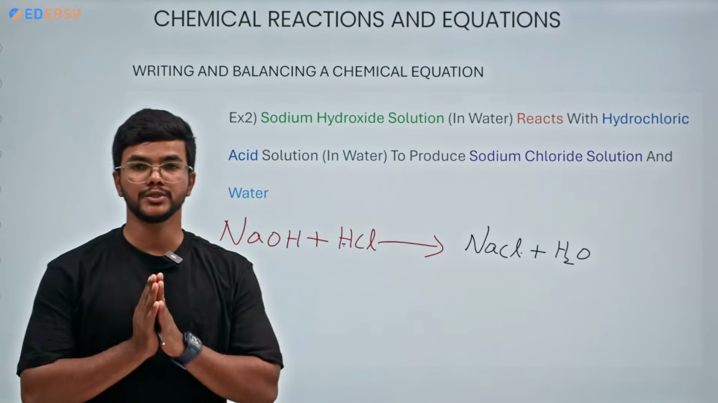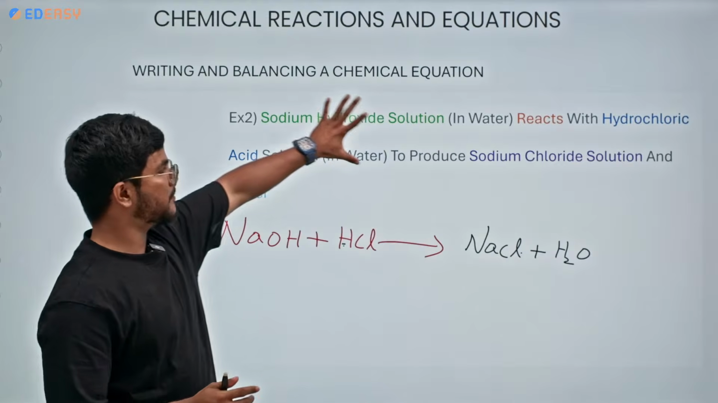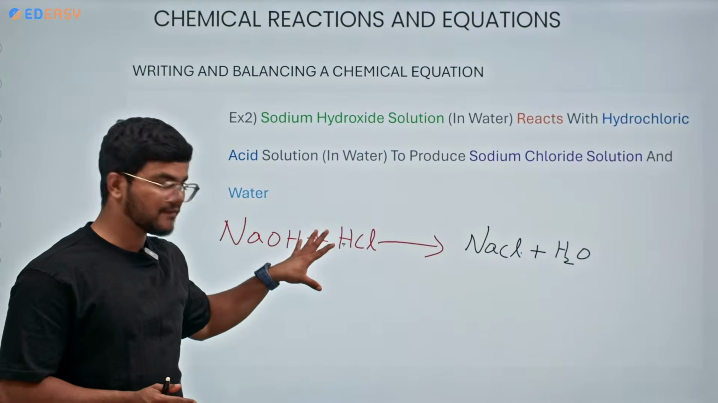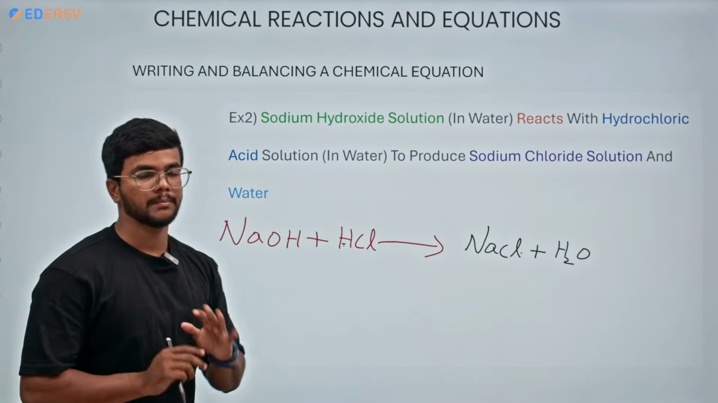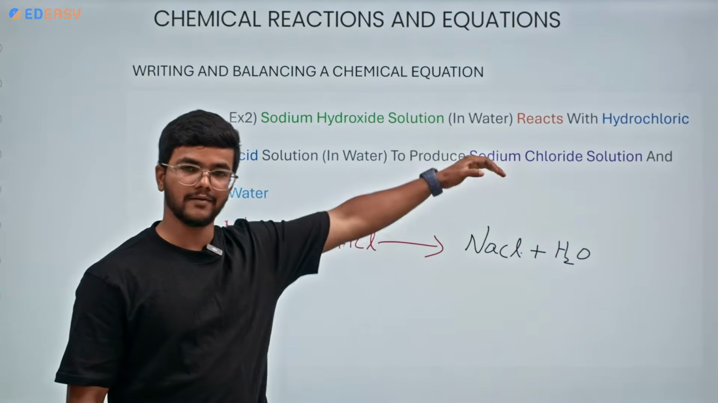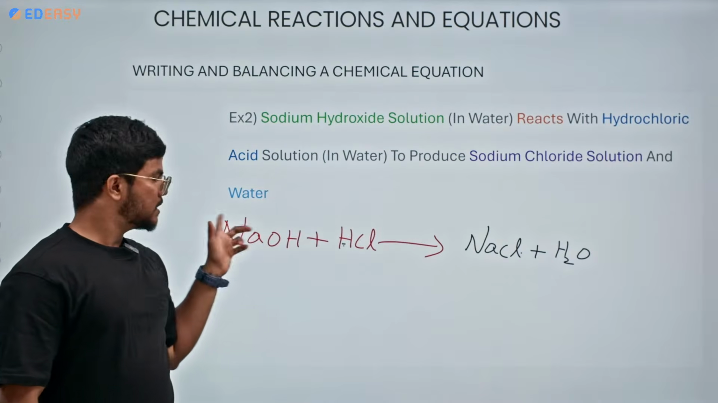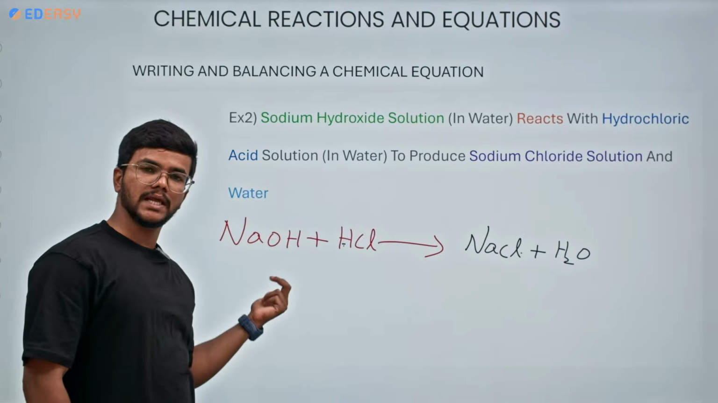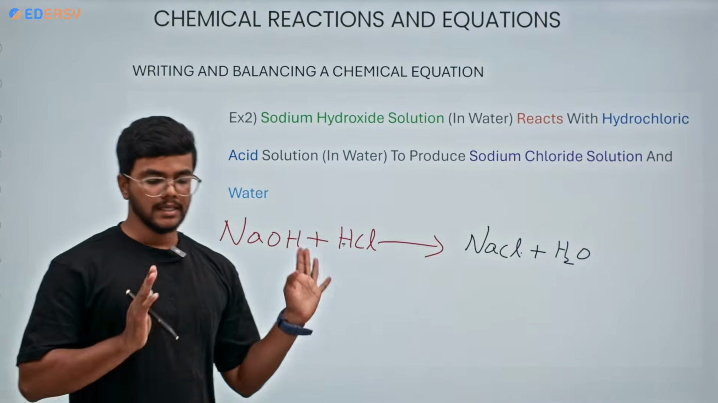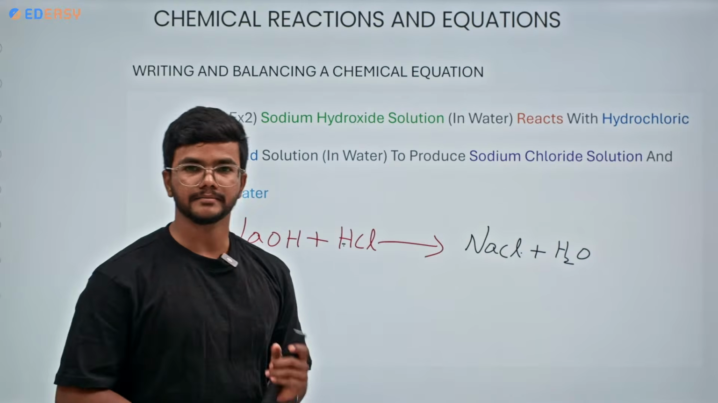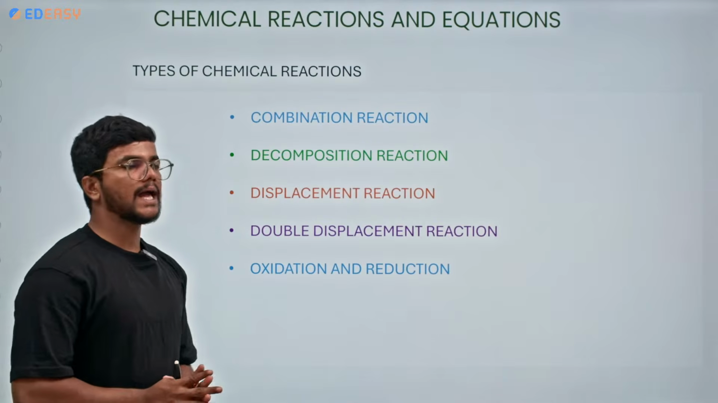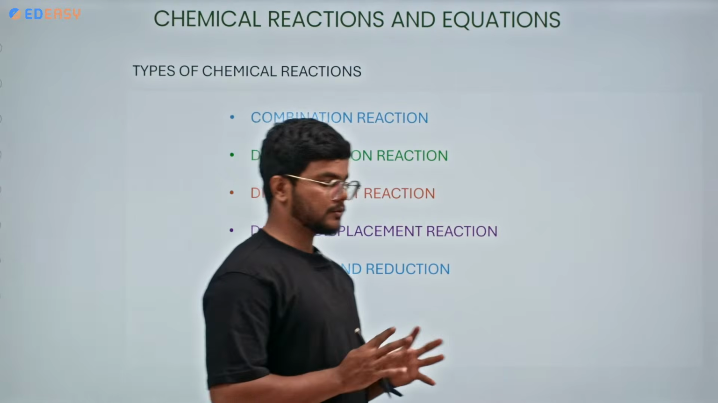Sometimes they will confuse you by giving this type of question. They'll ask you to write it in the form of an equation and also balance it. But don't get confused. Just read the question and write it in the form of an equation. Count the number of atoms on the LHS and RHS. If they are equal, you don't need to balance it, because it is already balanced.